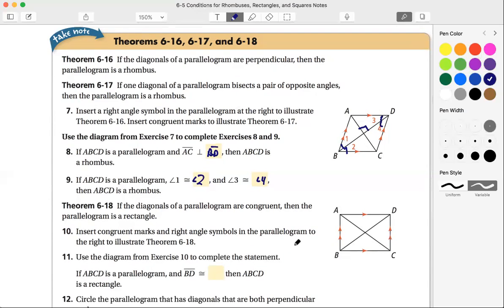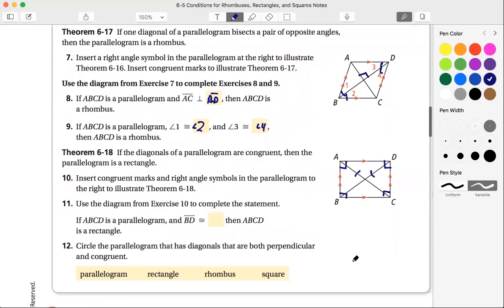So if the diagonals of a parallelogram are congruent, then the parallelogram is a rectangle. Okay, so insert marks at the right angle symbols to illustrate this theorem. So if this is a rectangle, we know we have 4 right angles. So these must be congruent. All right, so if ABCD is the parallelogram, then we know BD must be congruent to AC. All right, now if the parallelogram has diagonals that are both perpendicular and congruent, it must be a square.